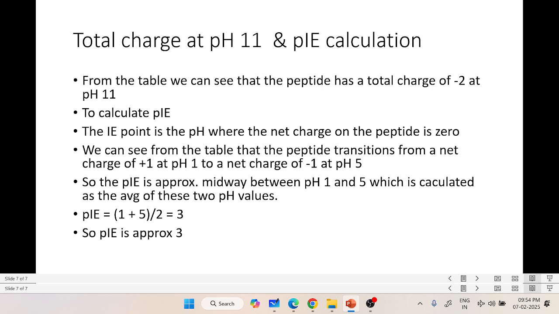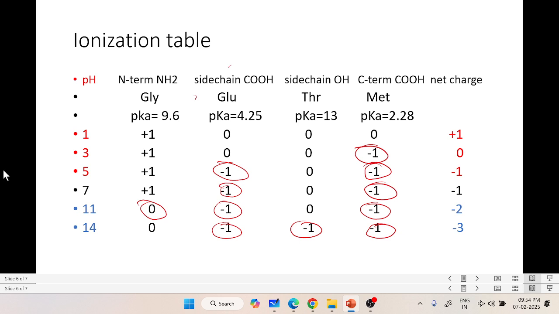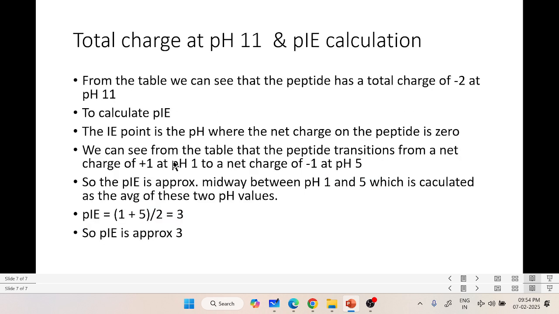If you go back to the table, we can see that at pH 3 the total charge is 0. But we have to actually do the calculations to get the isoelectric point. So thus we can see the total charge of the peptide at pH 11 is -2, and the pI of this given pentapeptide is 3.